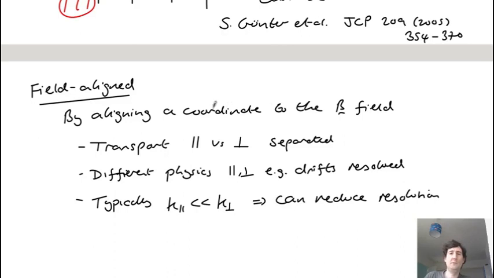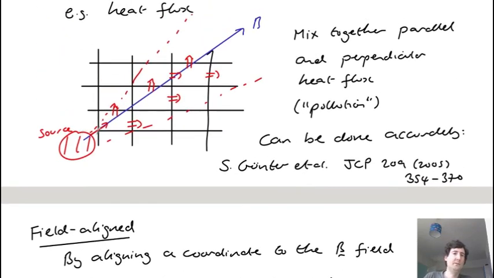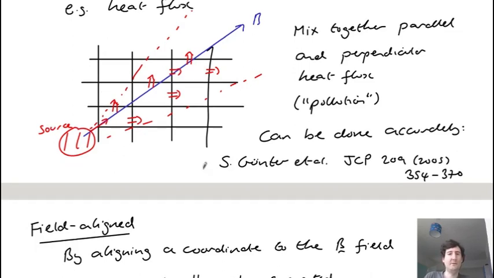And so if you align one of the coordinates to the B field, you can have much smaller resolution in the parallel direction, and so you can reduce computation time, you can reduce the number of grid points you need, whereas if you have a non-aligned grid, you essentially need the same grid resolution in all directions. And so if you have Larmor radius scale fluctuations, then this grid needs to be Larmor radius scale in all three directions, and that becomes very expensive.